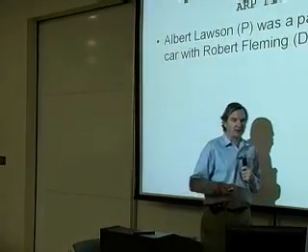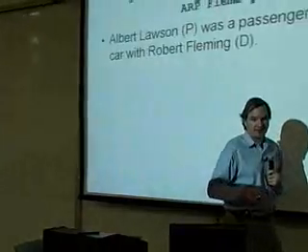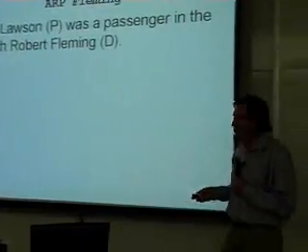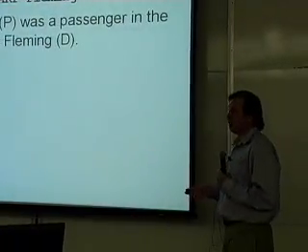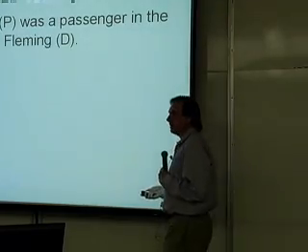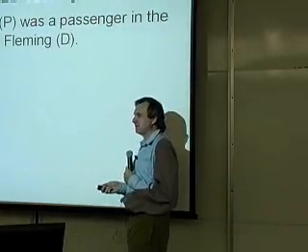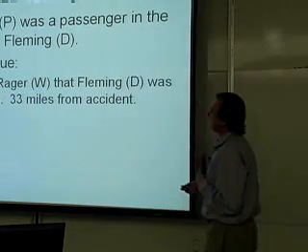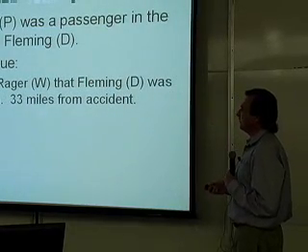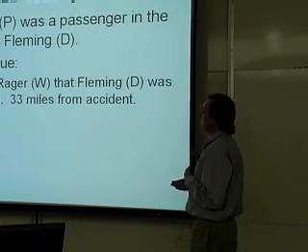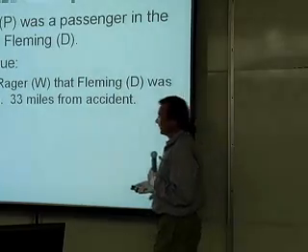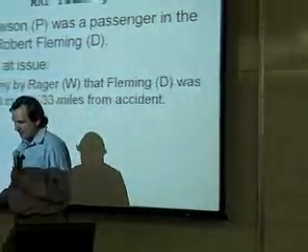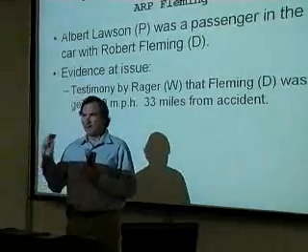So anyway, here's the Fleming case. Albert Lawson is the plaintiff. He was a passenger in the car with Robert Fleming. A typical case where a passenger, probably a buddy, decides, well, my friendship is worth less than the amount of this lawsuit. The evidence at issue was testimony by a witness named Rager that Fleming, the defendant, was going 90 miles per hour, 33 miles away from the accident. This is the evidence.